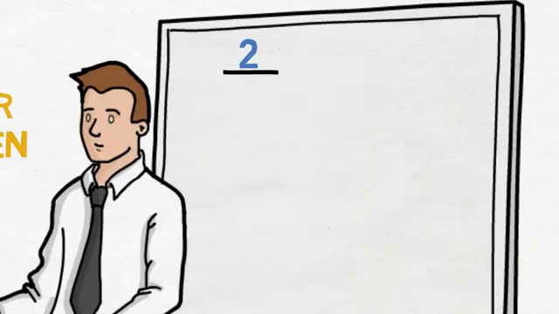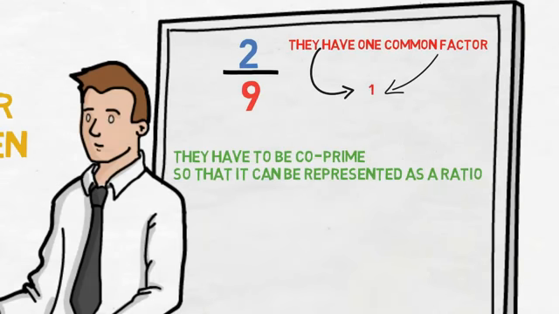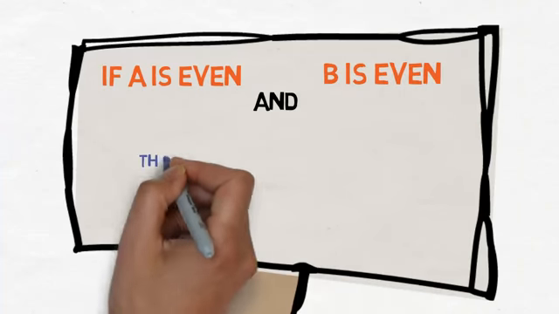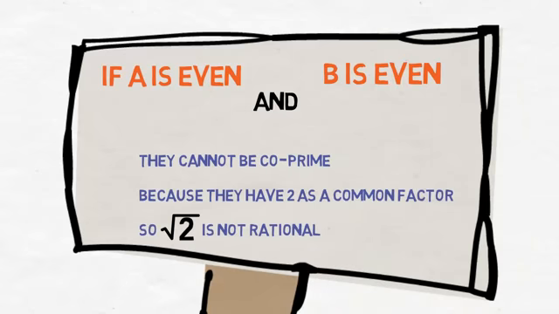A rational number can be represented as a ratio between two numbers that share only one factor, which is 1, making them co-prime. But if a is even and b is even, a divided by b will always share a common factor of 2 and 1, and so it cannot be rational.